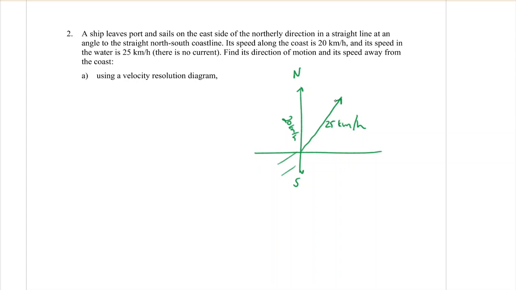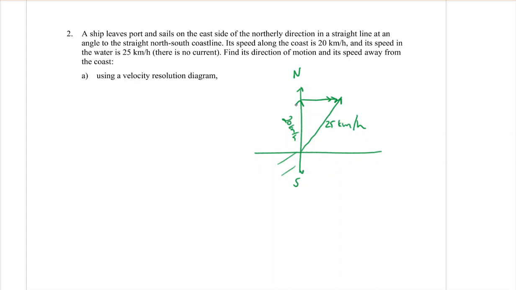Okay, so we are going to be trying to find the speed away from the coast. That's going to be my resulting vector as I'm coming away from the coastline. We did know that it appeared to be a 20 kilometre per hour vector as we travel along that coastline. 25 squared minus 20 squared? Yes, we're going to get there, good.